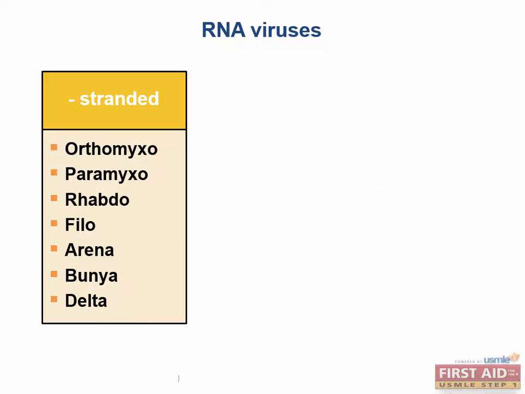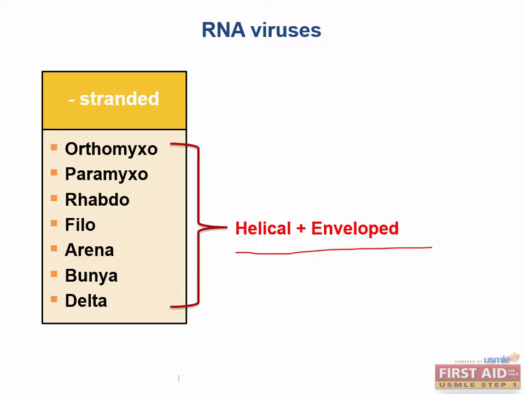Now let's talk about the negative-stranded RNA viruses. There are 7 viral families, including the orthomyxo, paramyxo, rhabdo, filo, arena, bunya, and delta virus families. To make our lives easy, all of these RNA viruses are helical and have envelopes.